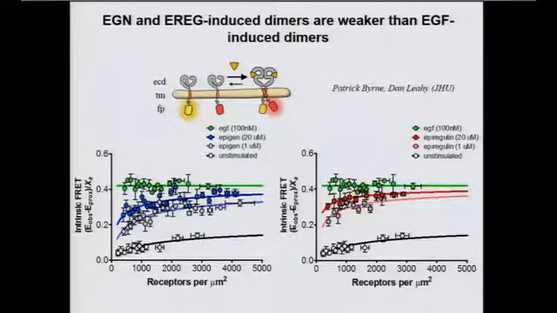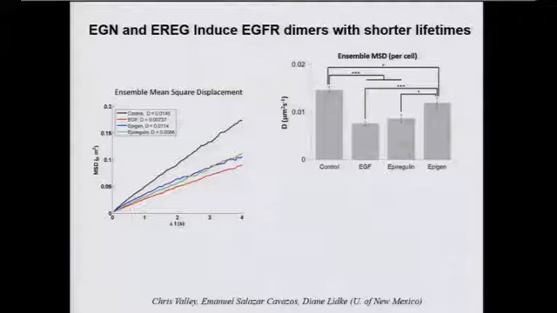The full-length receptor we wanted to study too, which we've done with Diane Lidke, Chris Valley, and Emmanuel, I can't remember his last name, sorry, University of New Mexico. And in that context, looking at single particle tracking now of the receptor with quantum dots on it in Diane's lab, if we look at a monomer, here's the diffusion, add EGF, here's the diffusion, it's slowed down quite a lot. We add epigen or epiregulin, diffusion is slowed down less, which is consistent with the idea that these dimers are lasting less time before they fall apart, and that's plotted here.